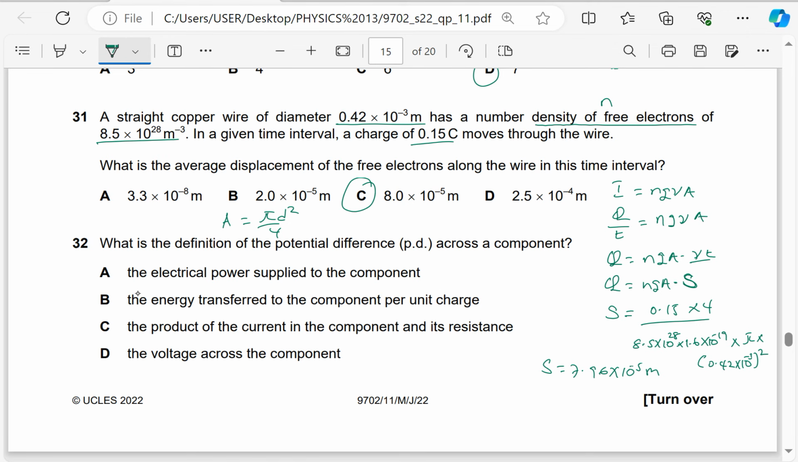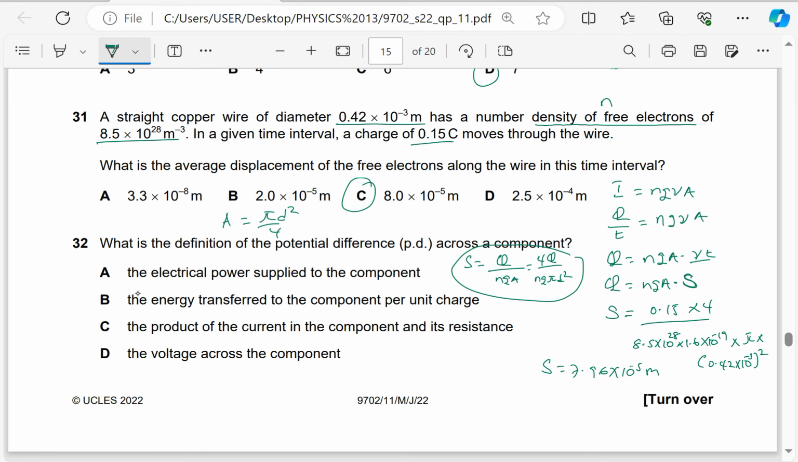Note that when I substitute for area in this formula here, I said S is equal to Q divided by n small q small a. The area is pi d squared over 4, so the 4 goes up, so it becomes 4Q divided by n small q pi d squared. This is what I've done in my substitution.